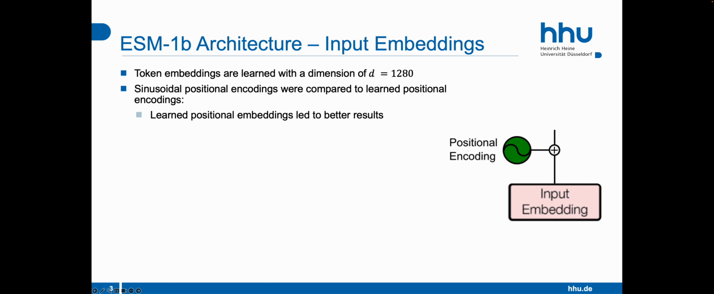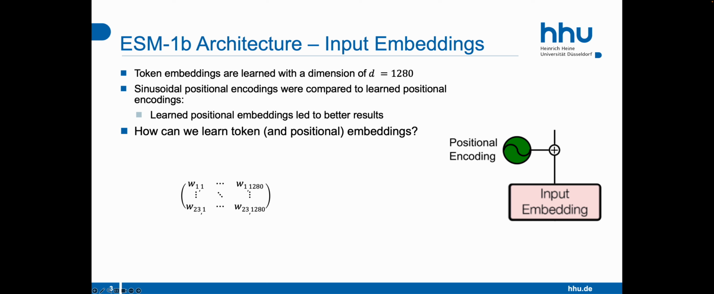As you know, the positional encodings need to have the same dimension as the token dimension, so they are also vectors of dimension 1280. But how can we actually learn token and positional embeddings? I put positional in brackets here because I'm going to show an example for token embeddings, but the principle is the same for positional encodings. What we learn during training is basically the entries of a matrix, where each row is the embedding of a specific amino acid or token.